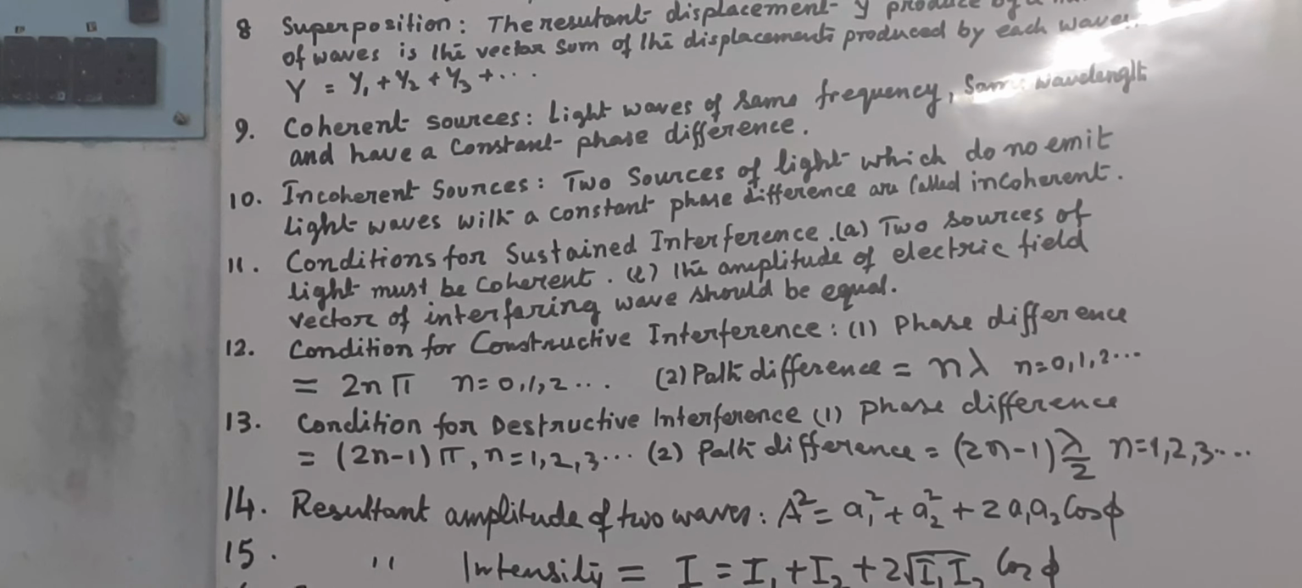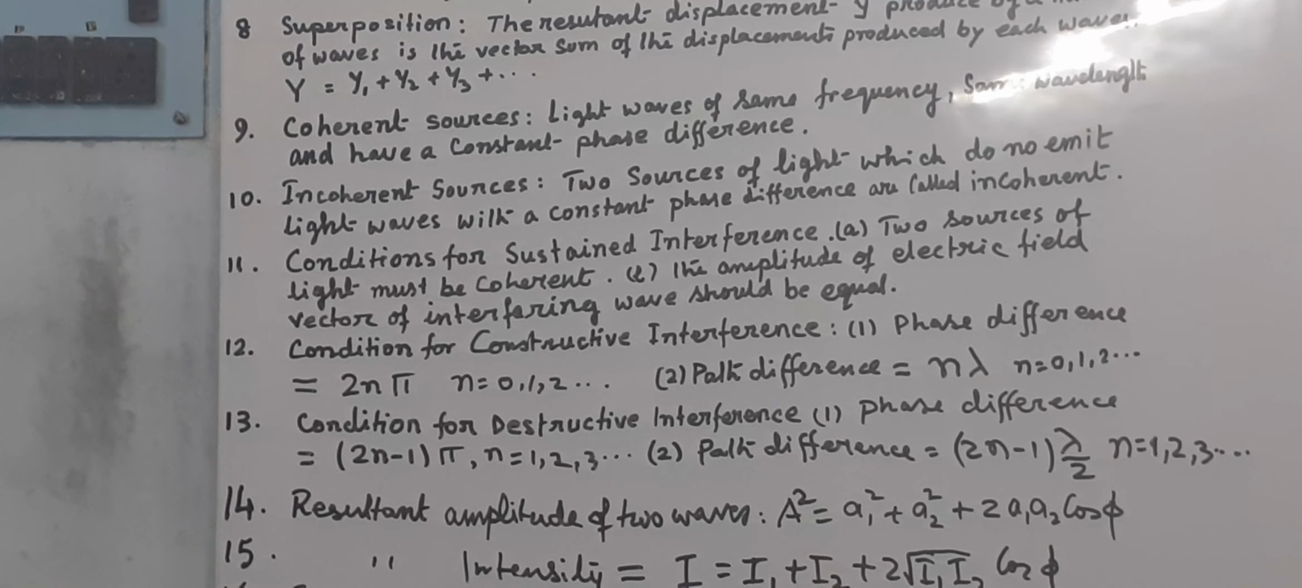Now, condition for destructive interference, I mean dark fringes. Constructive interference means bright fringes and destructive interference means dark fringes. Here also, phase difference and path difference. Here the phase difference will be 2n minus 1, within brackets, into pi, where n will start from 1, 2, 3, mind it, 1, 2, 3, not from 0. Similarly, path difference here is also 2n minus 1 into lambda by 2. Again it will start from n equal to 1, 2, 3, not from 0.